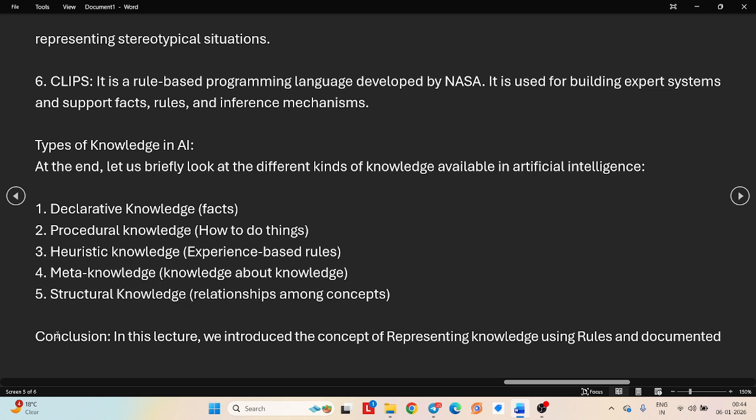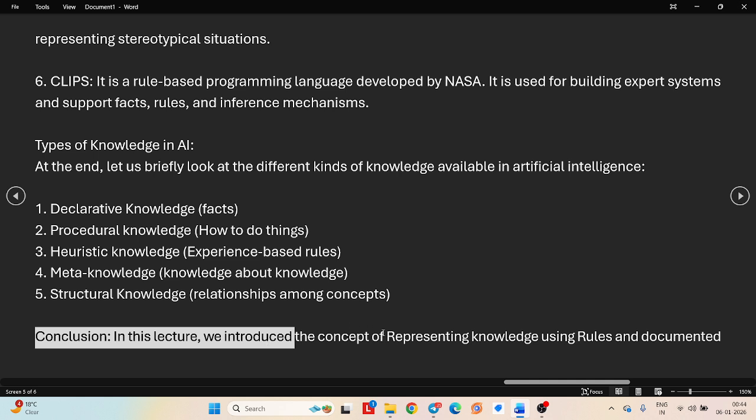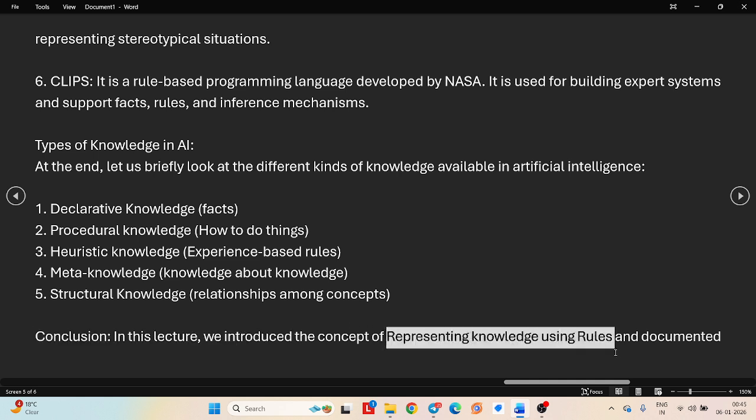And finally we have the conclusion. In this lecture we introduced the concept of representing knowledge using rules. This is very important. We also compared knowledge representation with traditional data structures and explored various AI specific knowledge structures.